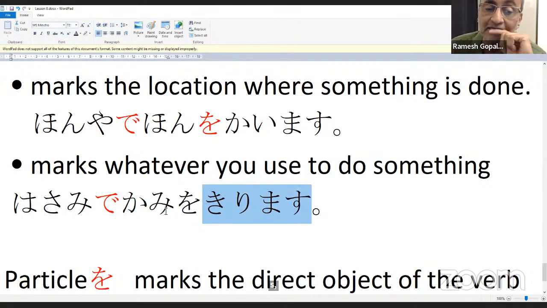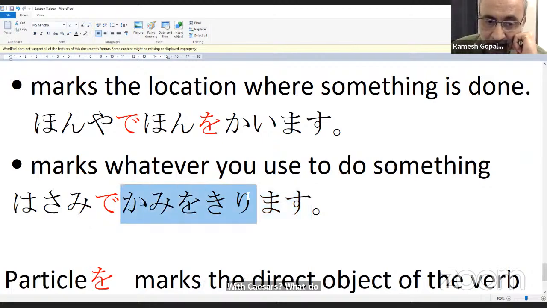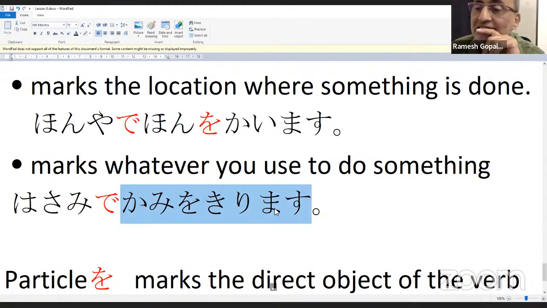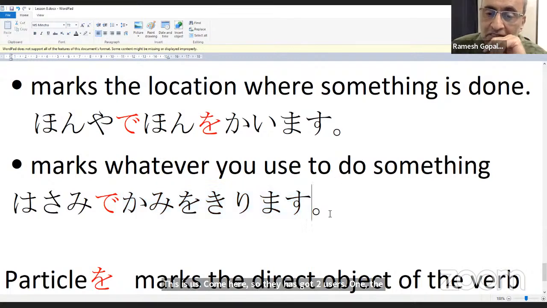So hasami de, Kami o kirimasu means what? With scissors, what do you do? Cut the paper. Cut the paper. With what? Or cut hair. With what? Scissors. Hasami de, kami o kirimasu. So de has got two uses. One, it marks the location where something is done. It marks whatever you use to do something. Okay.